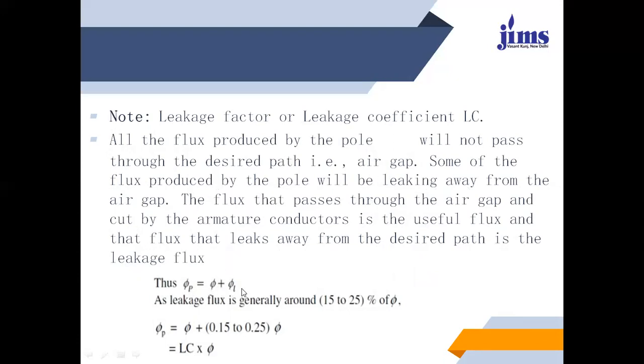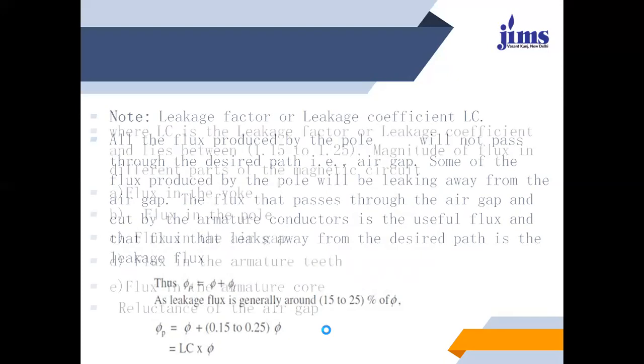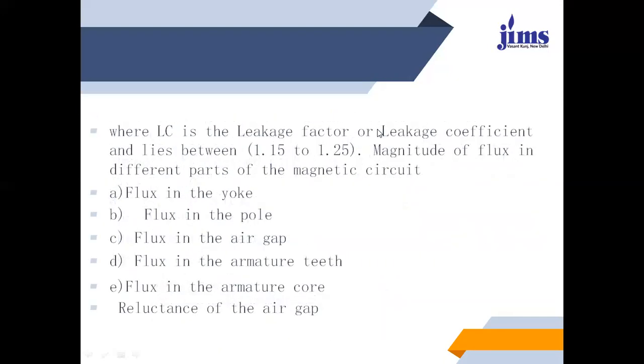So phi p equals phi plus phi l. Phi is the main flux or the useful flux, and phi l is the leakage flux. Leakage flux is generally around 15 to 25% of the main flux. So phi p equals LC times phi, where LC is the leakage factor or leakage coefficient and lies between 1.15 and 1.25. The magnitudes of flux in different parts of the magnetic circuit are the flux in the yoke, flux in the pole, flux in the air gap, flux in the armature teeth, and flux in the armature core. The next will be the reluctance of the air gap.